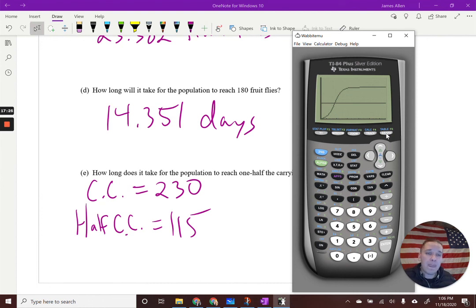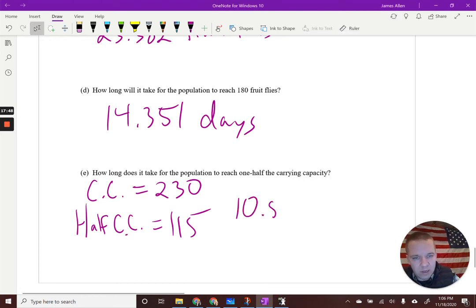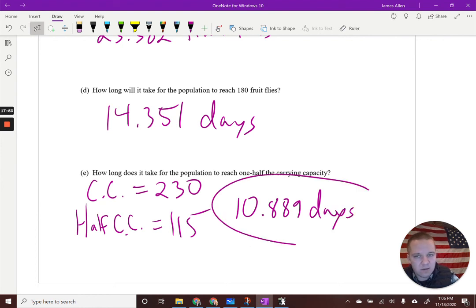Alrighty. So let's find that intersection. That was good. We killed some time while the thing graphed. Alrighty. First curve, second curve. And when they say first curve, second curve, they just mean the line, the equation that you're selecting. And guess, and I've got 10.8889. So 10.889 days. Woo! That's what it's going to be for it to reach half the carrying capacity.